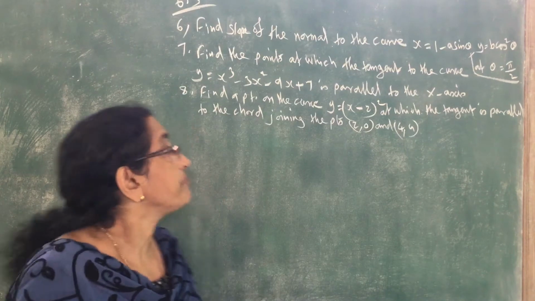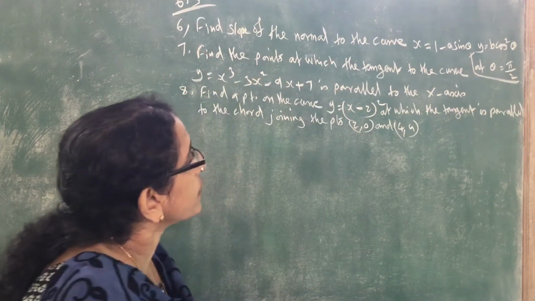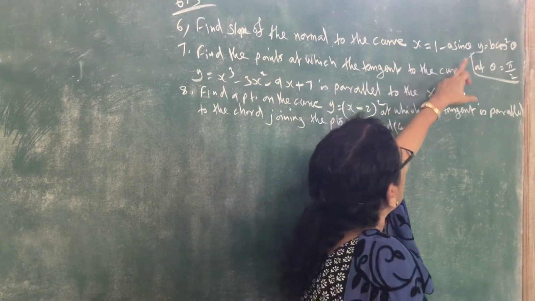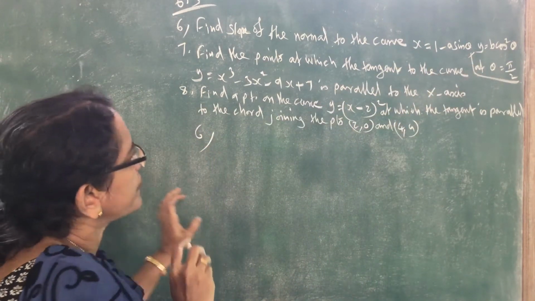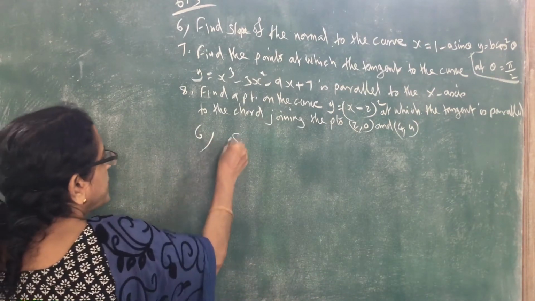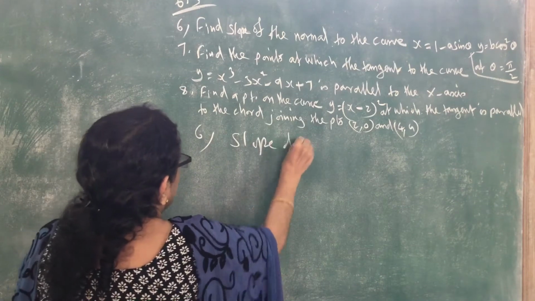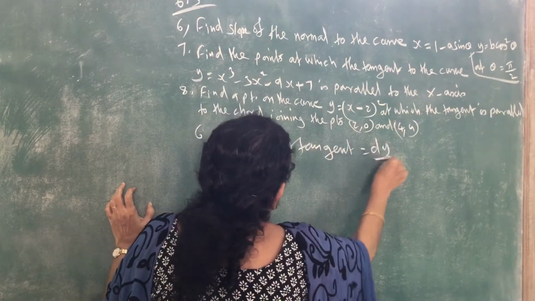6.3, sixth one. Find the slope of the normal to the curve x equal to 1 minus a sin theta, y equal to b cos square theta. To find the slope of the normal, first we have to find the slope of the tangent. So slope of the tangent equal to dy by dx.